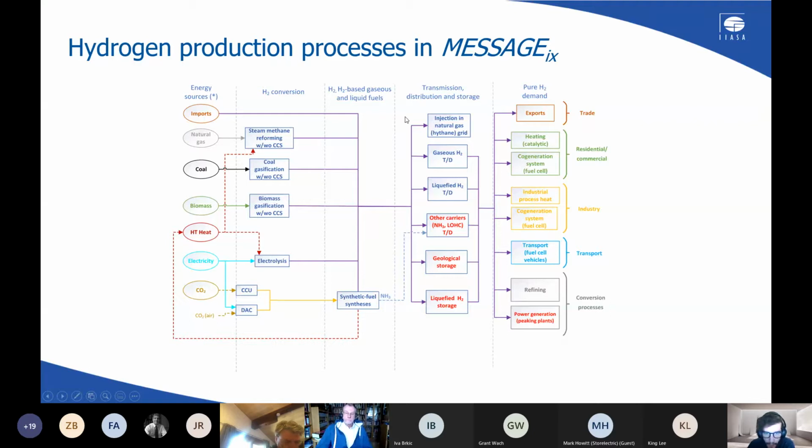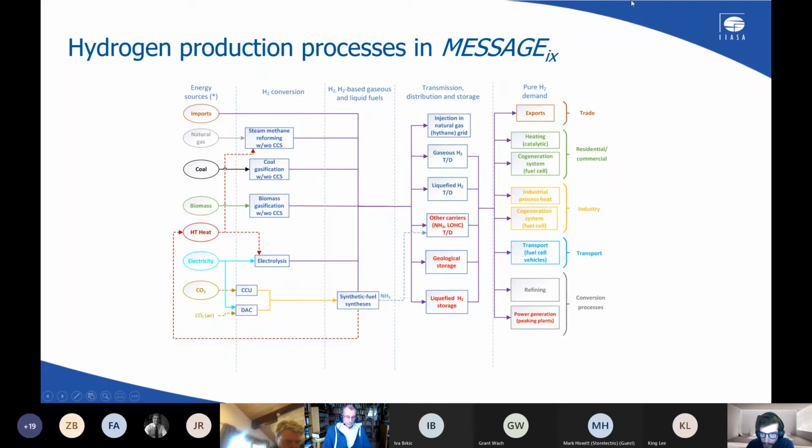answering one of the questions of our colleagues, yes, we have a technology representing the injection of hydrogen into the natural gas grid, together with technologies representing the distribution, so the piping using gaseous hydrogen, and also with liquefied hydrogen.